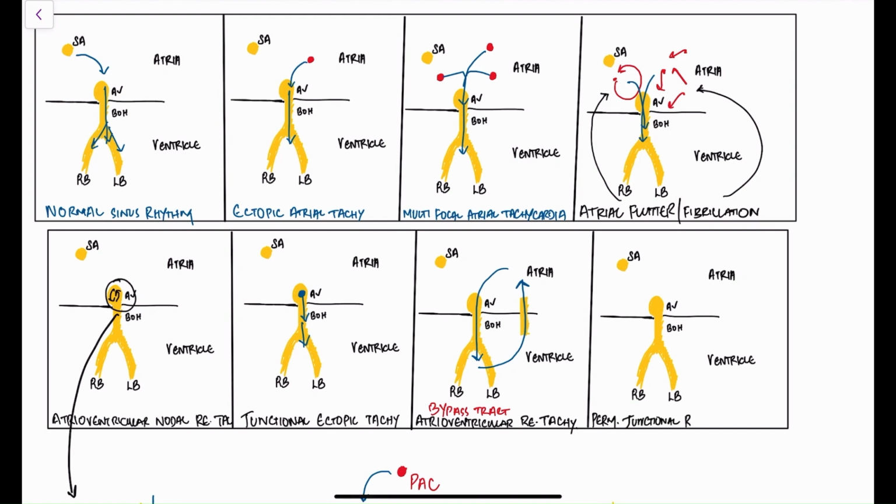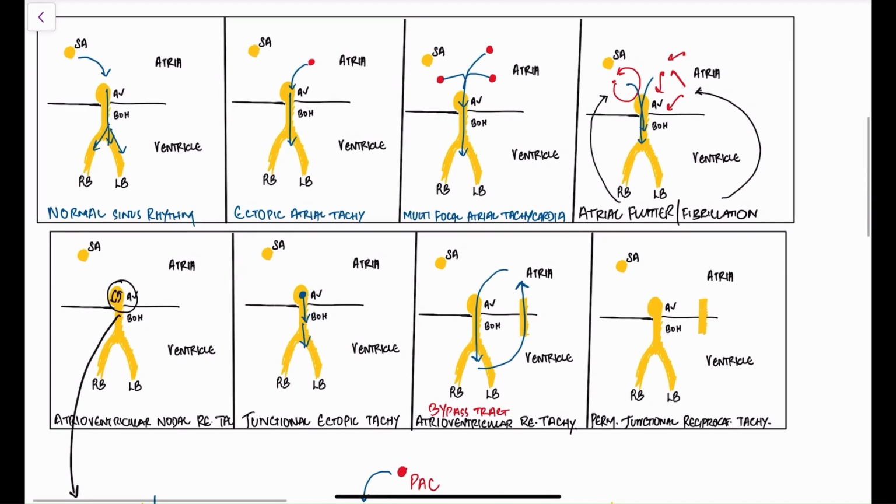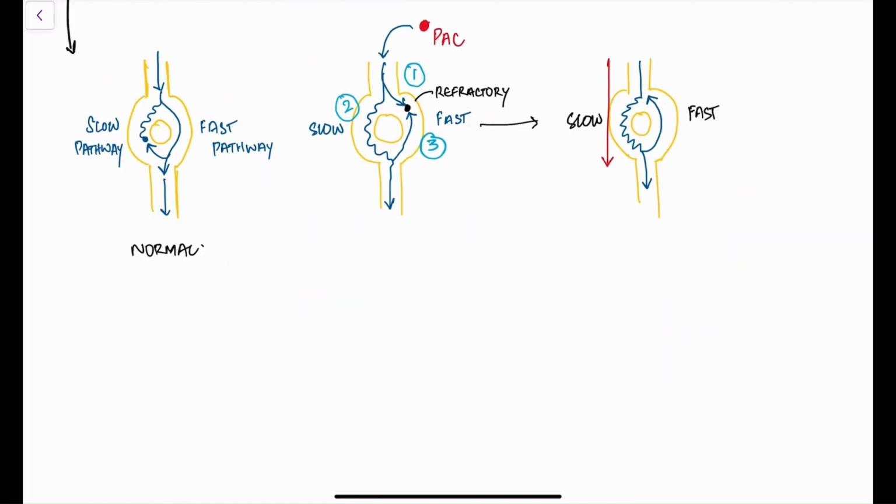Another type is a permanent junctional reciprocating tachycardia. This type of tachycardia will also be mediated with the help of a bypass tract. So a beat comes down via the AV node and then goes up via the bypass tract. But this usually happens in neonates and there is no pre-excitation seen on the ECG.